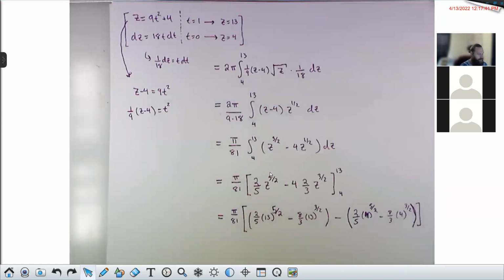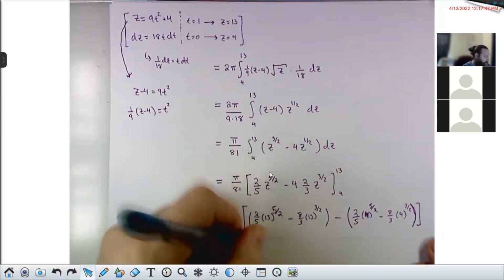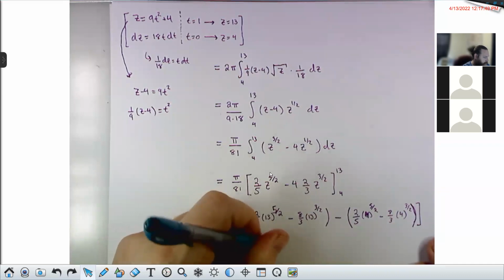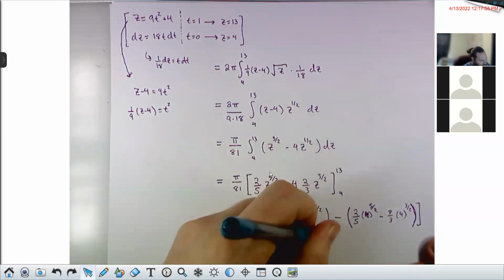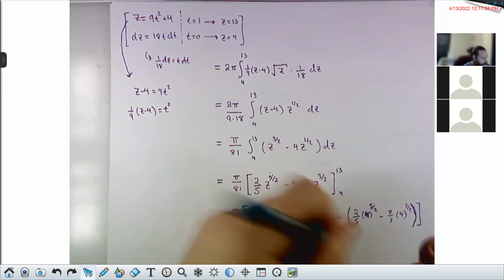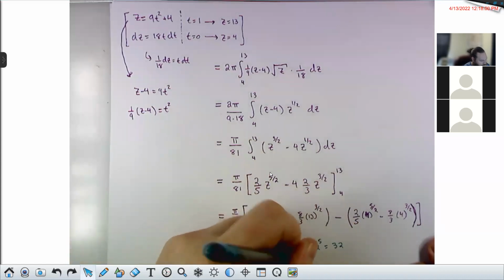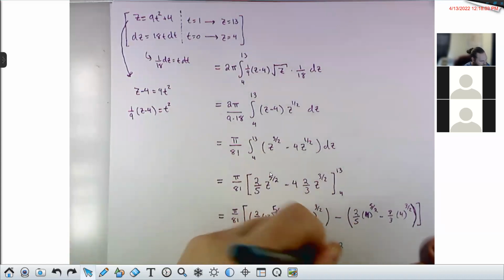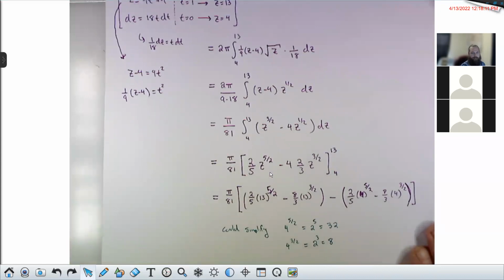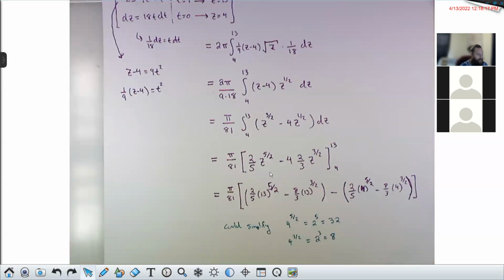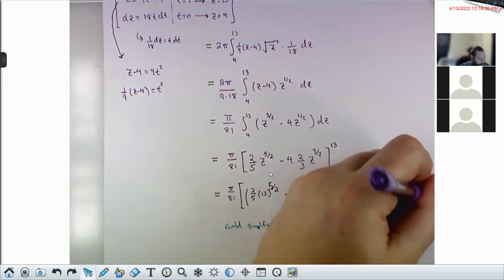Let's make a little note here. We could simplify a bit. We could simplify 4 to the 5 halves as 2 to the 5, which is 32. And 4 to the 3 halves is the same as 2 cubed, which is 8. So each of these pieces could be cleaned up just a little bit. But on a test or something, this purple line would be a perfectly good place to stop.